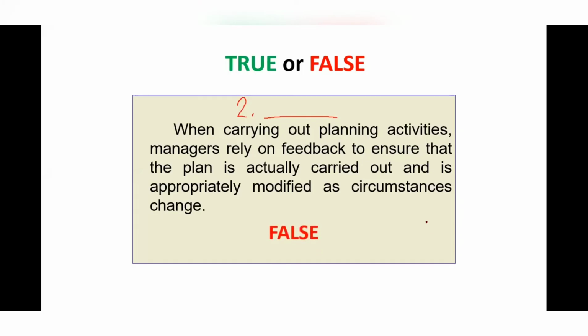Answer, it's false. It's not planning activities. Ano ang activity yan? It's controlling. They rely on feedback to ensure that the plan is actually carried out. That is controlling, di ba? We are checking if the objectives and goals of the organizations are met. Well, if not, what can be done? So that is controlling. So that's false for number 2. Okay. Let's go to number 3.